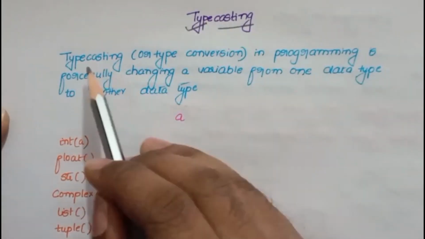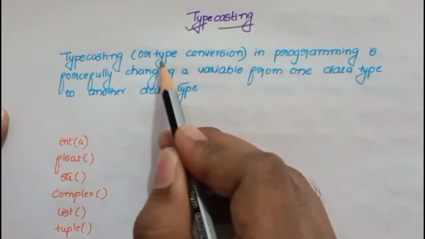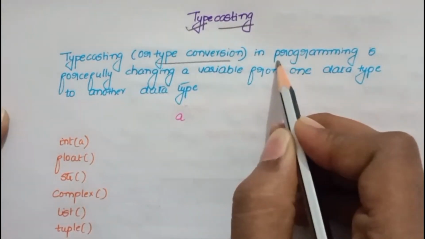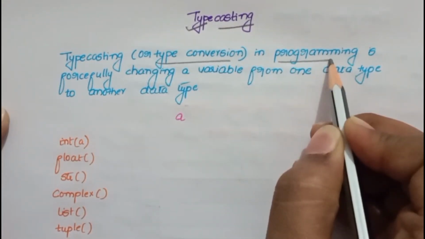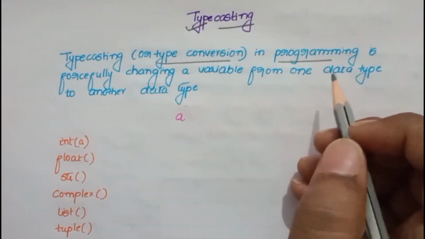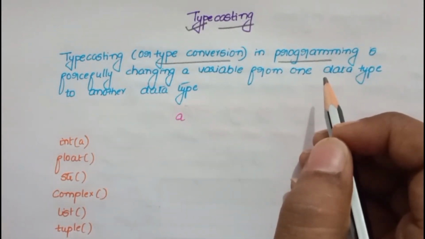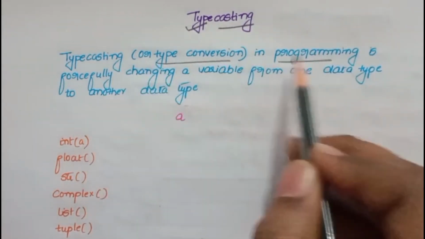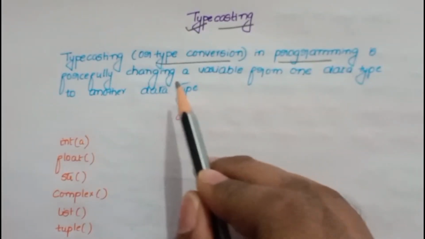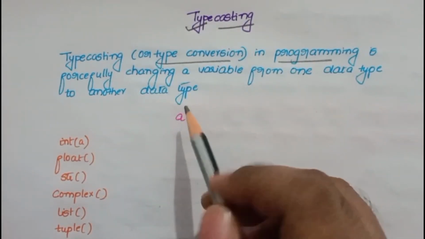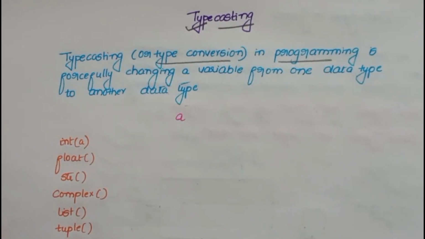Let's see the definition. Typecasting is also known as type conversion in programming. Why did I mention programming, not specifically Python programming? Every programming language gives the flexibility of typecasting. So it is a general concept applied in every programming language. Typecasting in programming is forcefully changing a variable from one data type to another data type. That is known as typecasting.